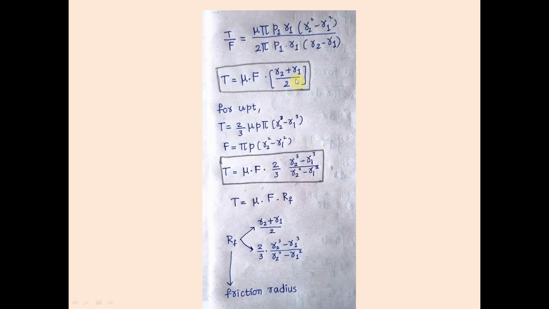And by looking at these two equations, we can arrive at a general formula: torque equal to mu into force into radius, and this radius rf is called friction radius, and friction radius in uniform wear theory is r2 plus r1 by 2, as you can see here, and this friction radius for uniform pressure theory is 2 by 3 r2 cube minus r1 cube by r2 square minus r1 square.